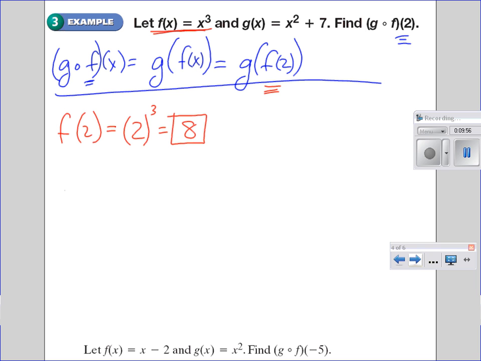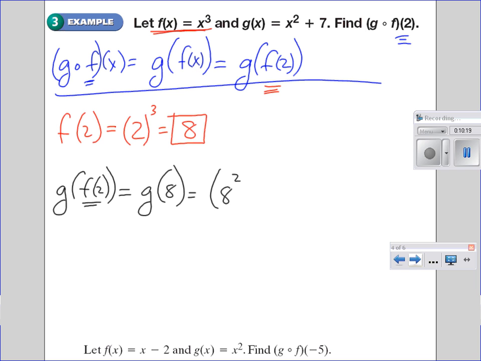So now I'm going to work through g of f of 2. I'm just going to rewrite what I have there at the top. Now I know that f of 2 is 8. So this becomes g of 8. And now I've just got a simple plug-in evaluation, and I've got 8 squared plus 7. So I've got 64 plus 7 is 71. And now you can compose functions.